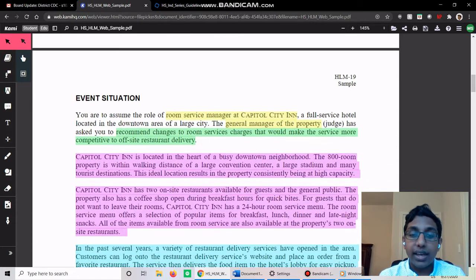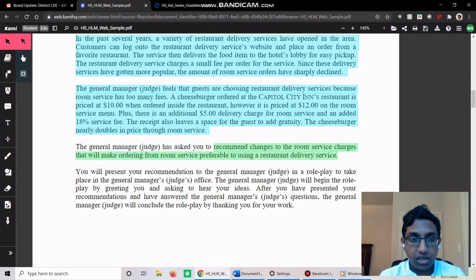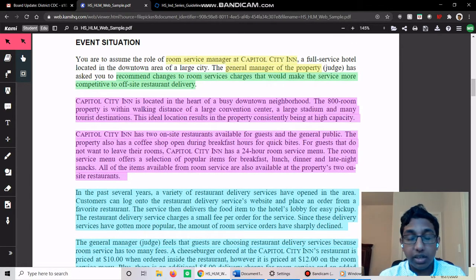So then after that, we get to the actual roleplay scenario. The roleplay scenario usually ends up being one page. However, I'm not going to read all of it out to you. I'm just going to show you the most important parts, and I'll summarize the rest of it. So for this roleplay, they talk about the role player being the room service manager at Capital City Inn. This is a full-service hotel in downtown of a large city. And then the judge is actually going to be the general manager of the property. And the main thing they're asking you to do in this roleplay is to recommend changes to room service charges that would make the service more competitive to an off-site restaurant delivery.